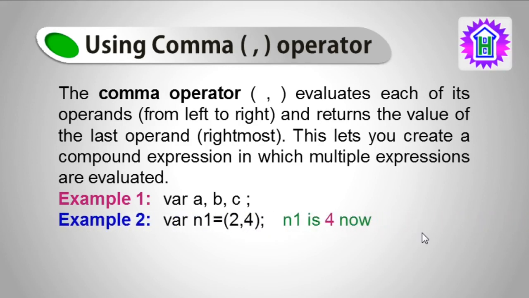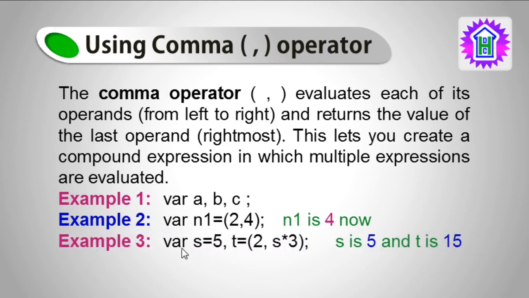Example 2. var n1 equals within parentheses 2 comma 4 semicolon. Now n1 is 4 after this operation, because first the value 2 will be stored in n1, then the value 4 will be stored in n1. That means the value 2 will be overwritten by the value 4. So this is how the comma operator can be used also.